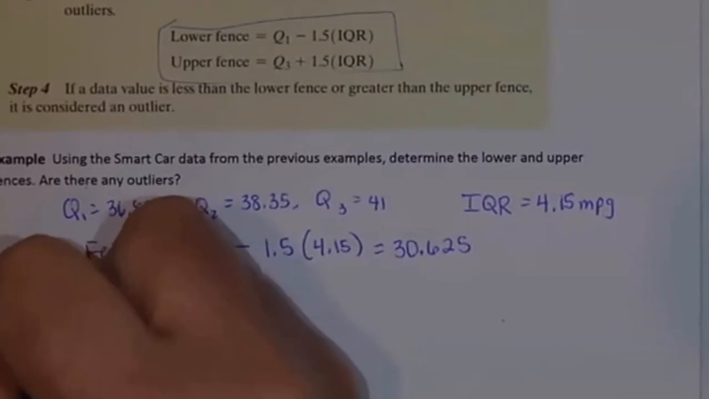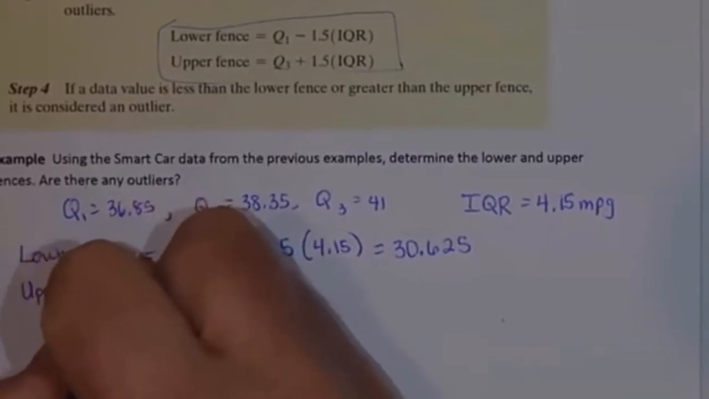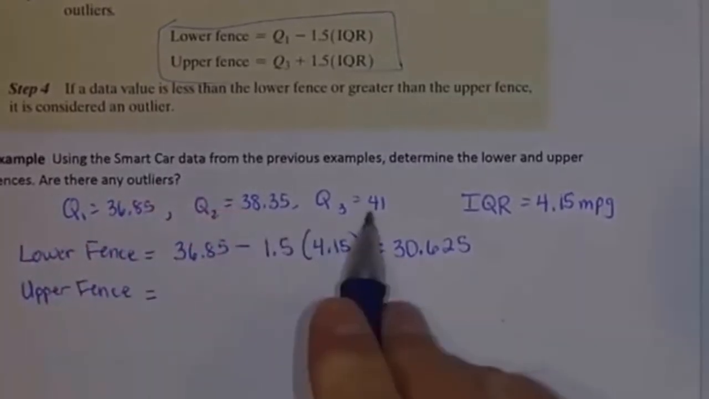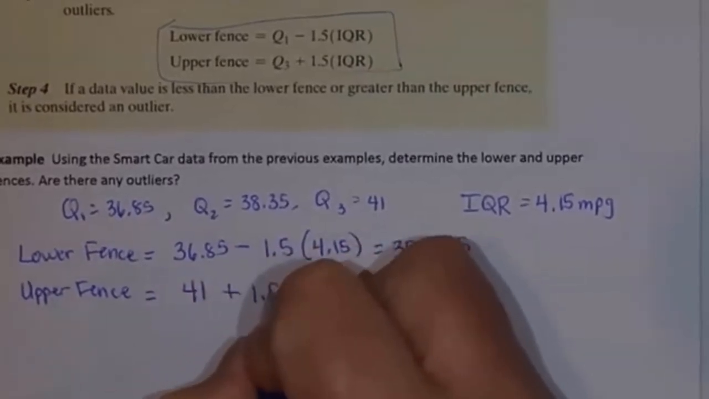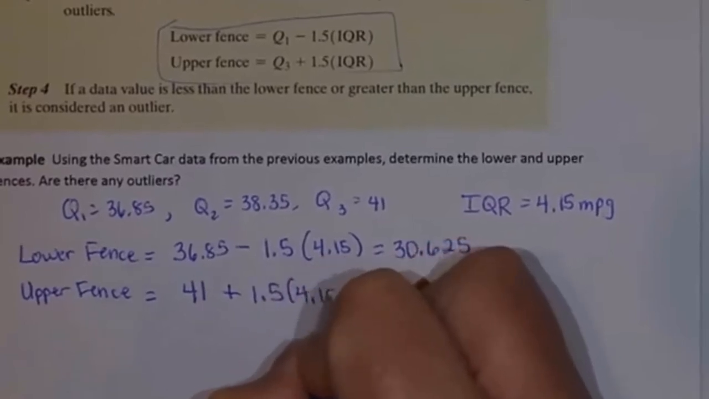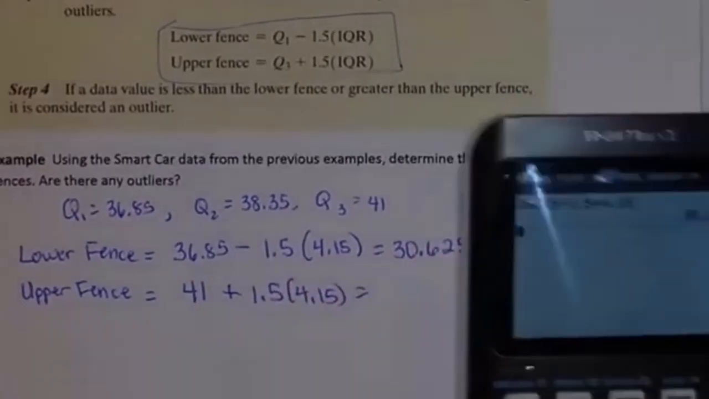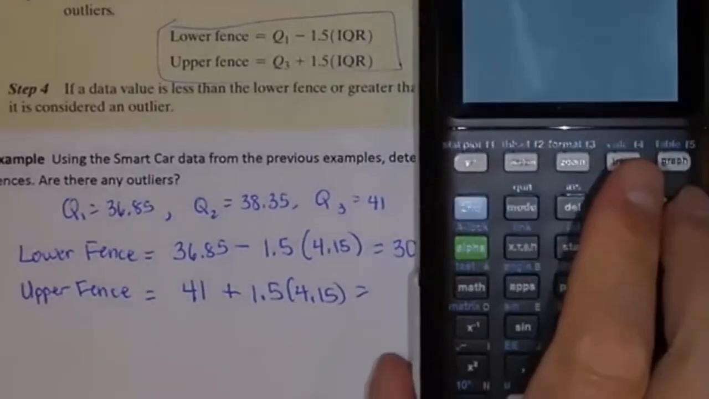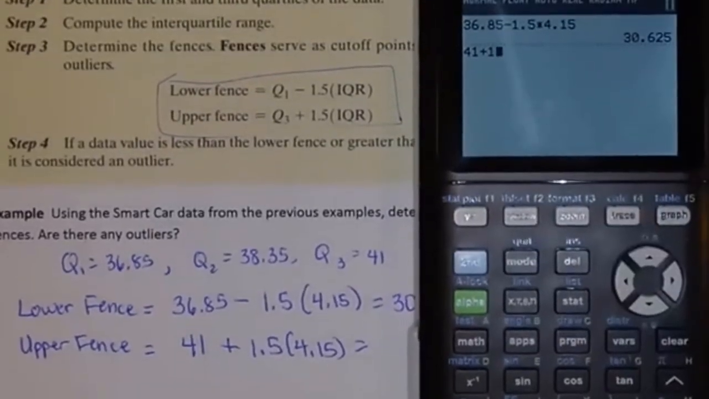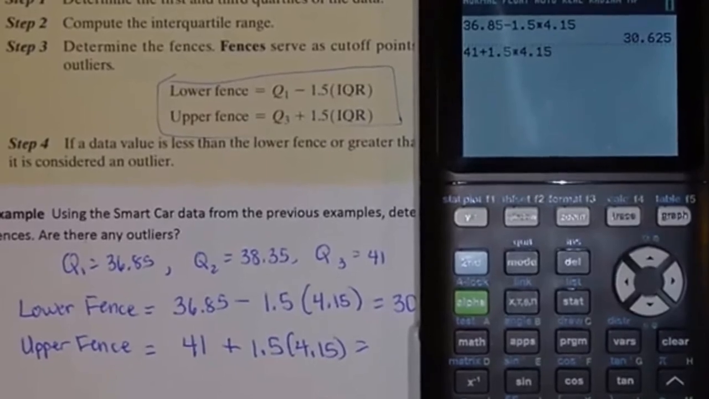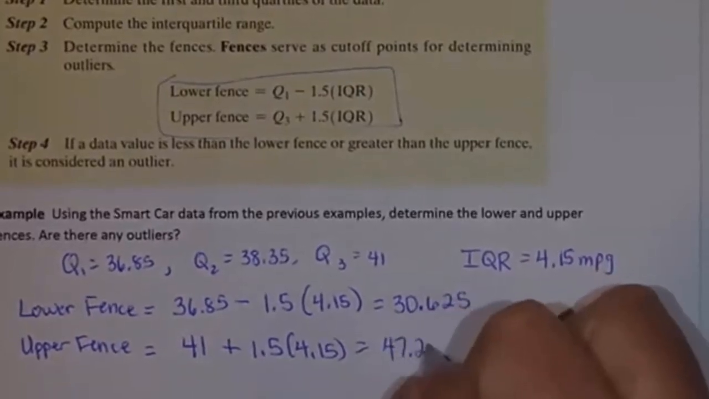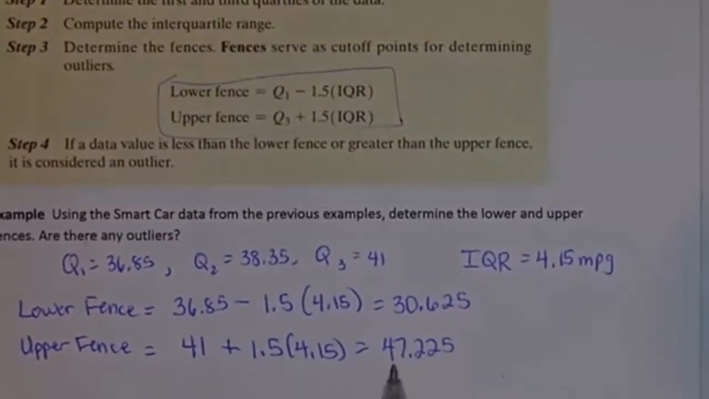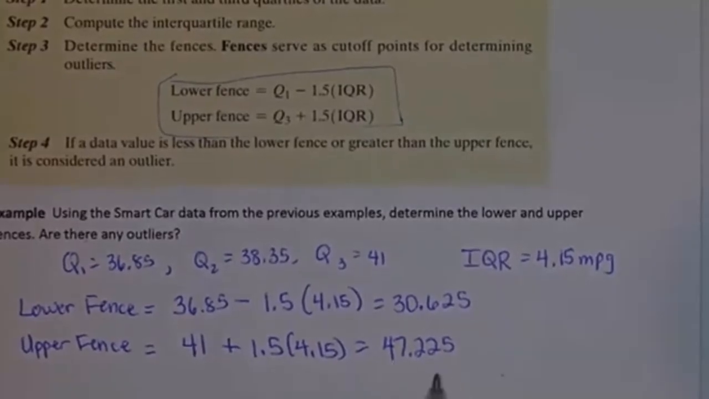I'm going to now find my upper fence. My upper fence is the third quartile, that's 41, plus 1.5 times the interquartile range. So if I take 41 plus 1.5 times 4.15, that is 47.225. Any data value larger than 47.225 is an outlier.